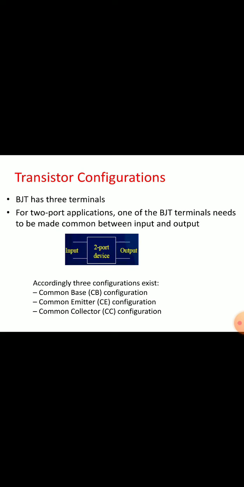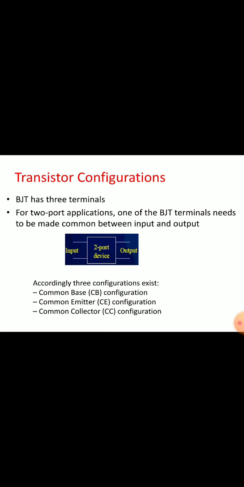We make one terminal of the transistor common to both input and output. Okay, we can make one terminal of the transistor common to both input and output terminals. So the input is applied between this common terminal and one of the other two terminals. The output is obtained between the common terminal and the remaining terminal. So we can connect it in the circuit.